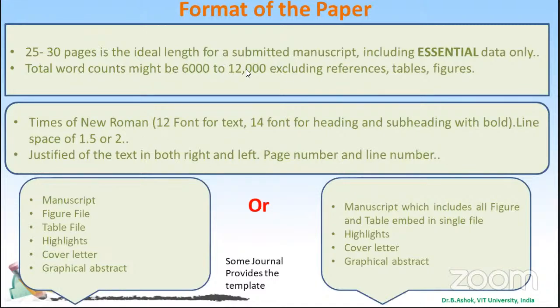So total word count: here I have mentioned 6,000 to 12,000. Maybe a couple of years back it was this number, but for the last 1 year, in my experience, 8,000 to 10,000 words is a good number. If it is a review paper also, 10,000 is a good number. Beyond that, editors are not supporting. Either you can follow this format, or the manuscript file itself can include all the figures and tables embedded in a single file.